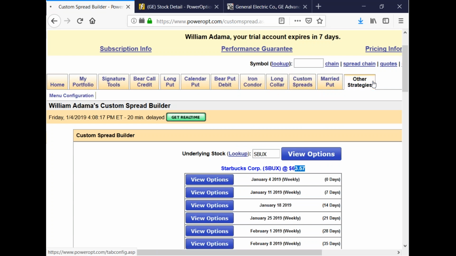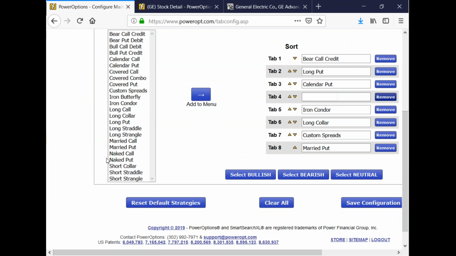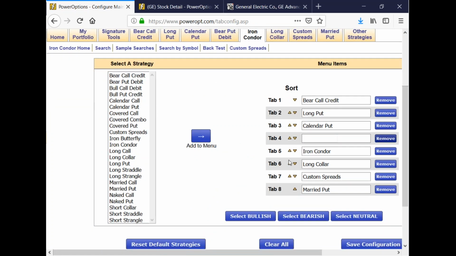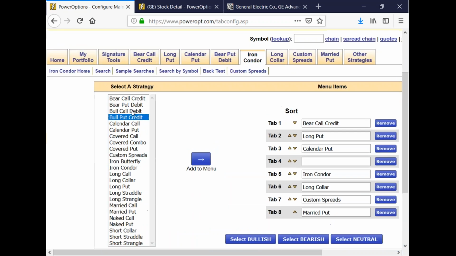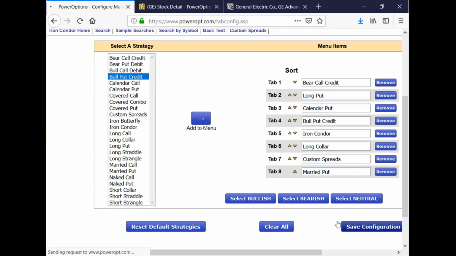I'm going to do this first. Let me add bull put credit to my available strategy. I didn't have it from our last webinar. I had bear spreads up, and last discussion we had some iron condors. I'm going to take out one of my strategies and put in bull put credit spread. Here are all the strategies that we have available on PowerOptions. I'm just going to add bull put in. Let's save that.